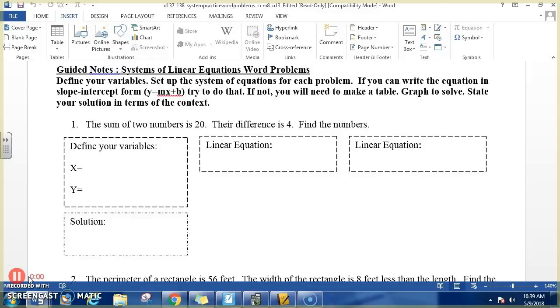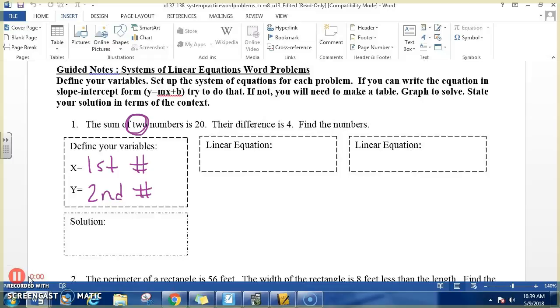So that means that we're talking about two numbers. Right here it says the sum of two numbers. So we'll have x represent the first number, okay, and we will have y represent the second number because we have two unknowns, so we need two variables.